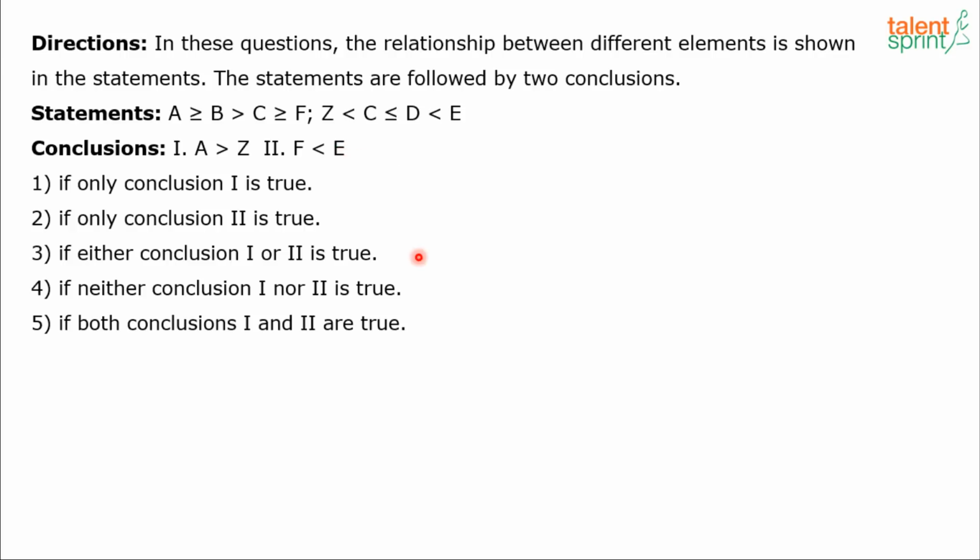What are we supposed to find out? Which of these options is correct? If only conclusion 1 is true. If only conclusion 2 is true. If either conclusion 1 or conclusion 2 is true. If neither conclusion 1 nor 2 is true. If both 1 and 2 are true. So you basically have to find out which of these 2 conclusions, 1 and 2, logically follow the given statements, right?